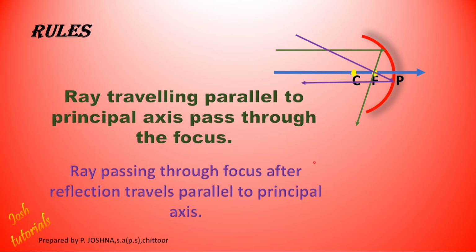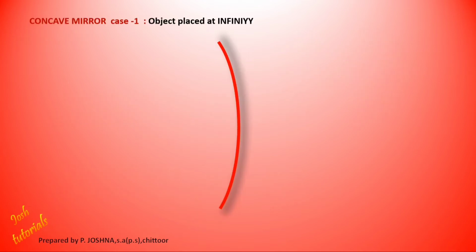So, just know these two rules, it's enough. A ray traveling parallel to the principal axis passes through the focus. If it is passing through the focus, it reflects back parallel to the principal axis. Just two is enough. And now the first case, the object is placed at infinity.